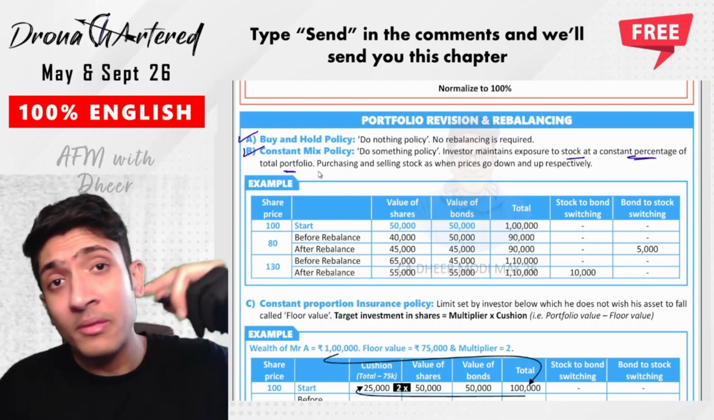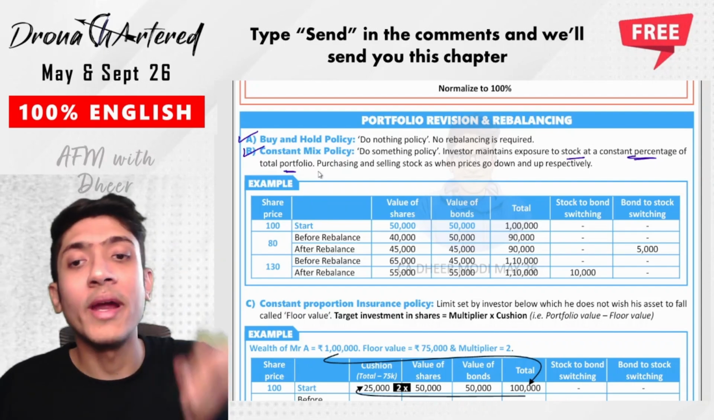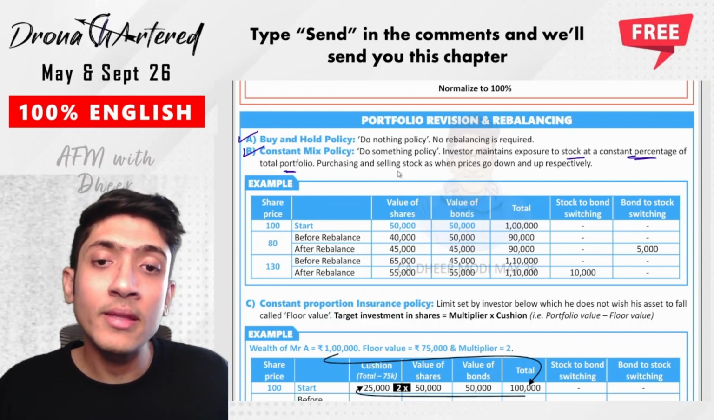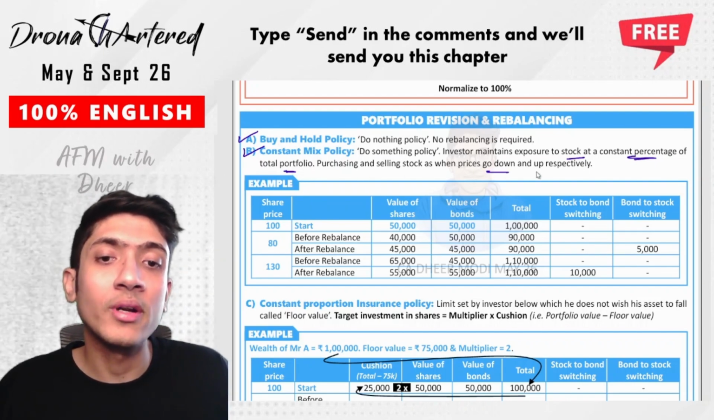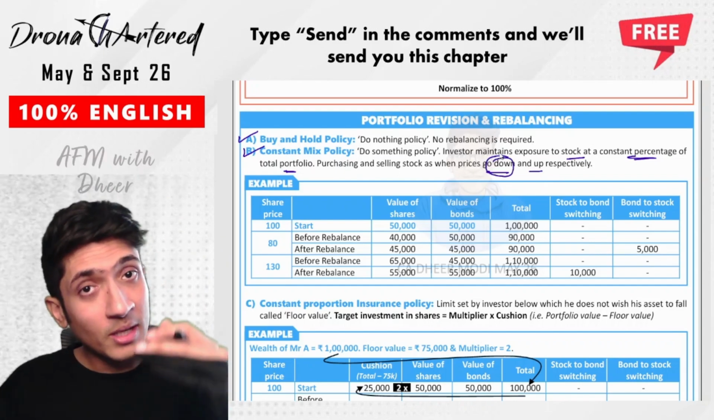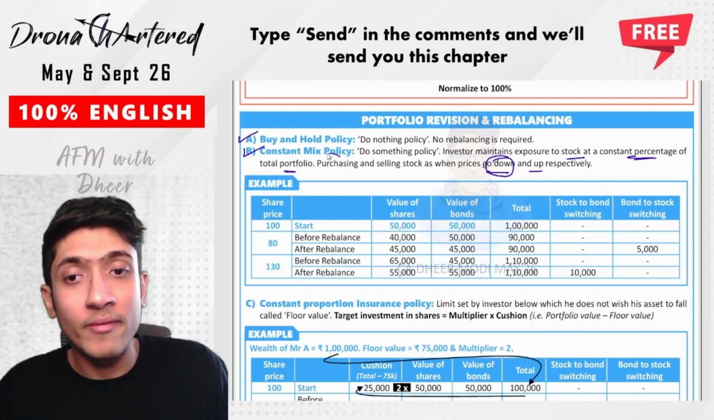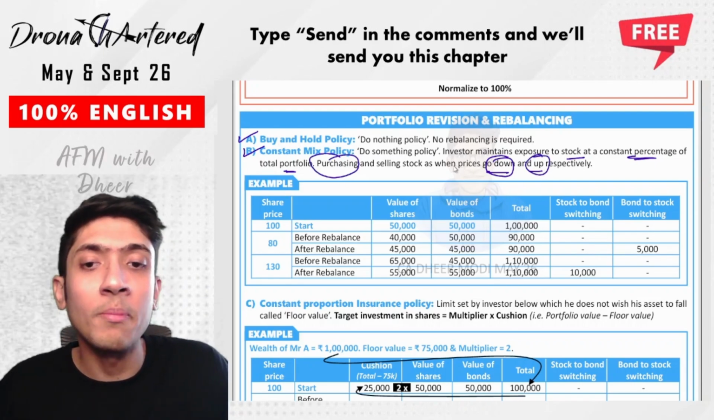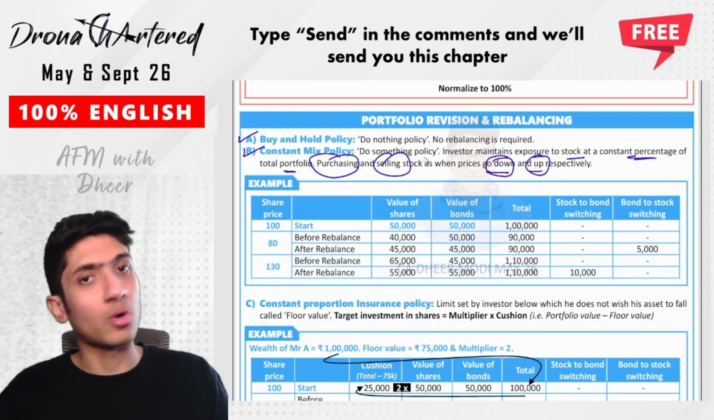But the share price keeps increasing and decreasing, so therefore I will have to adjust this. So purchasing and selling a stock as and when prices go down and up respectively. So whenever the price goes down, my equity portion will reduce in the portfolio. So therefore I will be purchasing more, and whenever it goes up, I will be selling the stock.